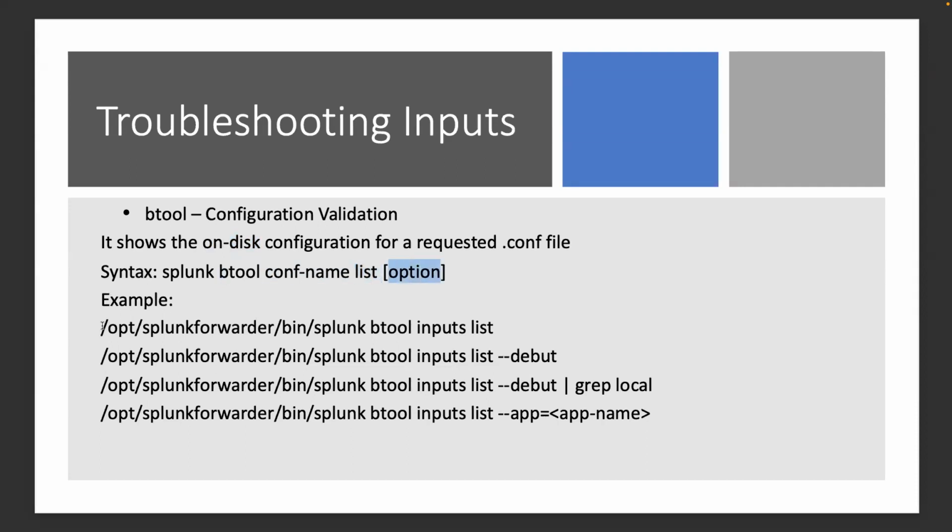An example of that is splunk command, and then you say the path there, splunk command, btool. I want to look for the configuration file inputs, which we say here, conf name inputs. It knows that it is a .conf file, so you don't have to add the .conf there. So just say inputs list. It would list the content of inputs, every content. Another option is I can say splunk btool inputs list.